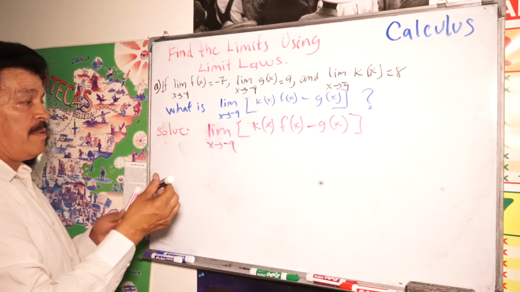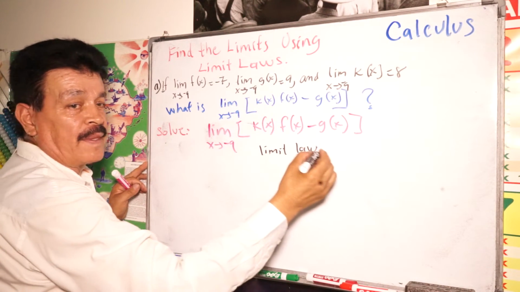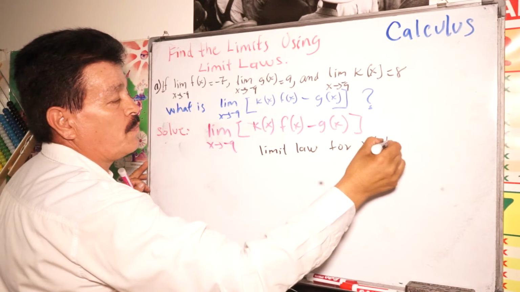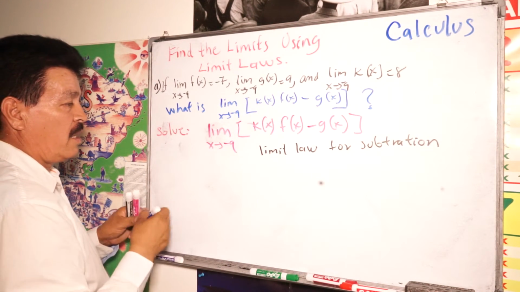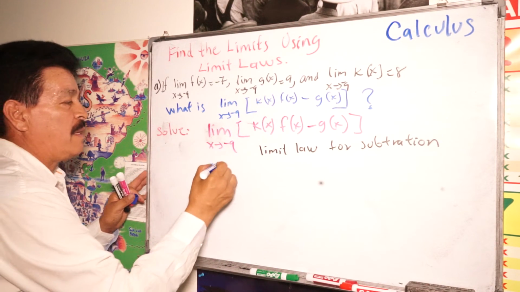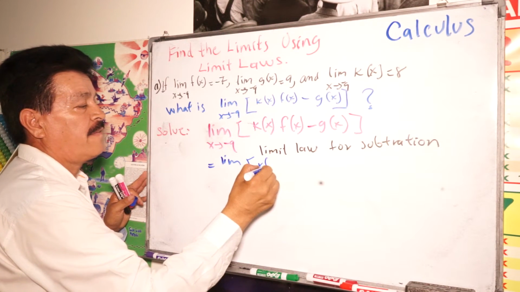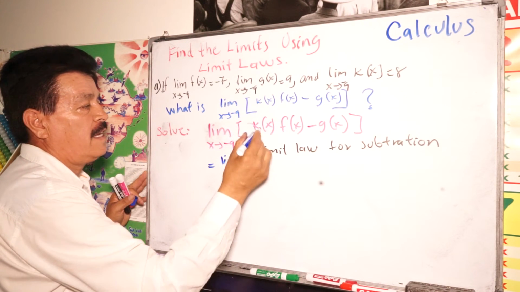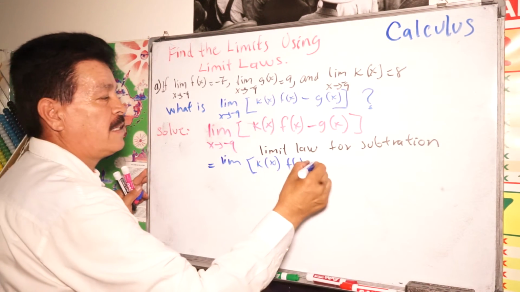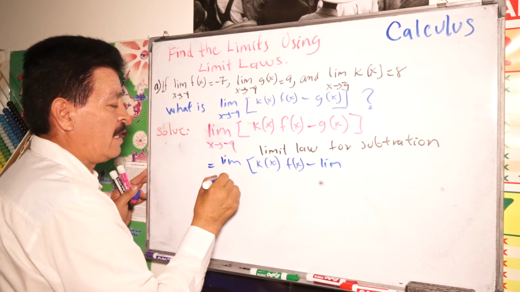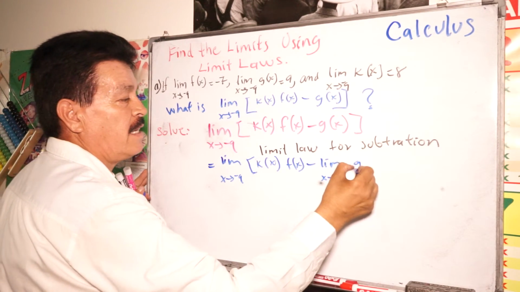Now the limit law for subtraction. It should equal the limit as x approaches negative 9 of k of x times f of x, minus the limit as x approaches negative 9 of g of x.